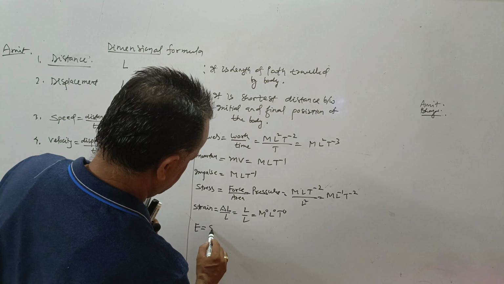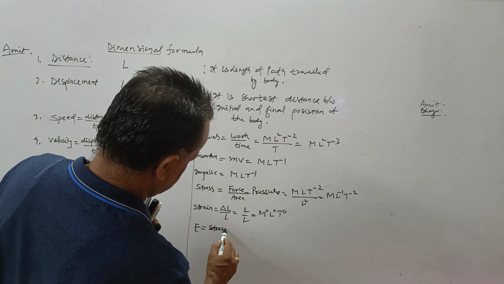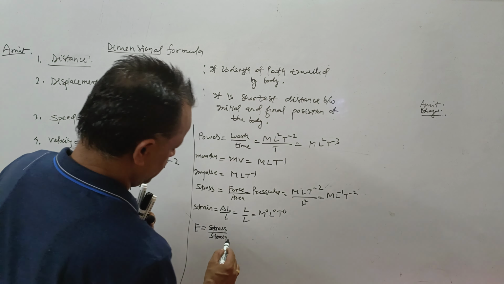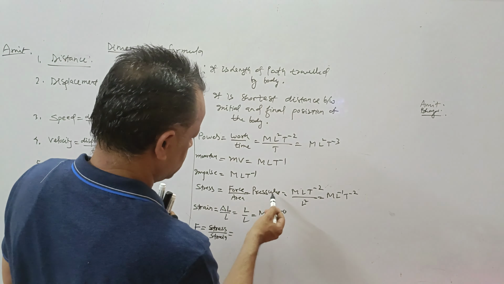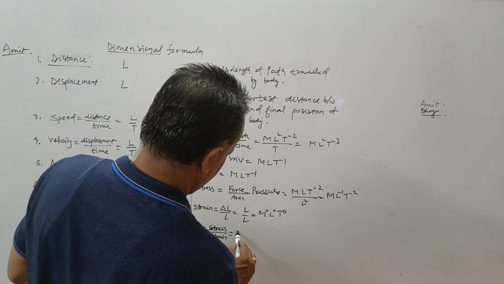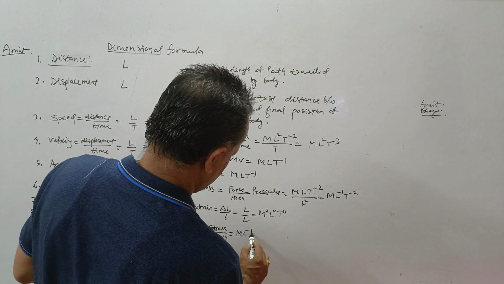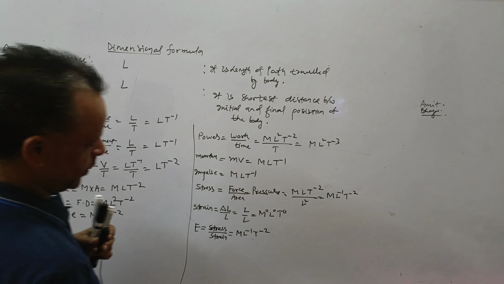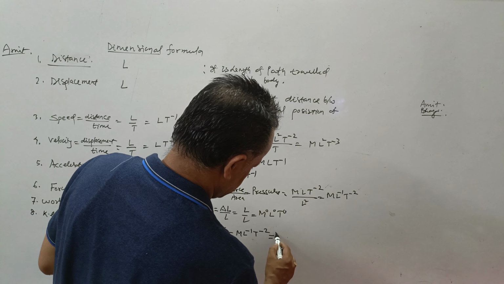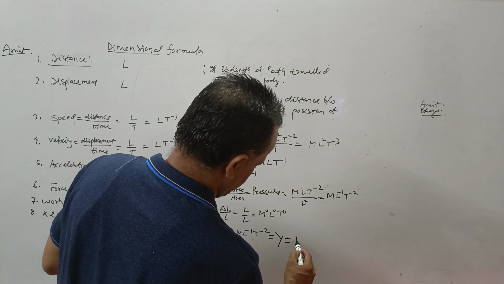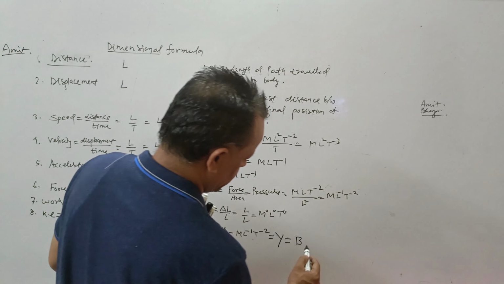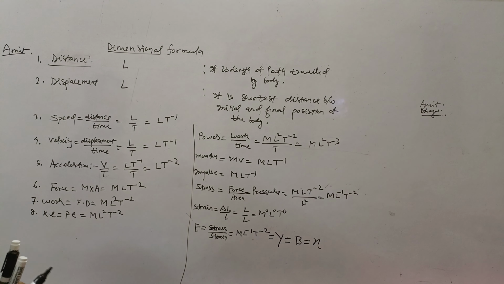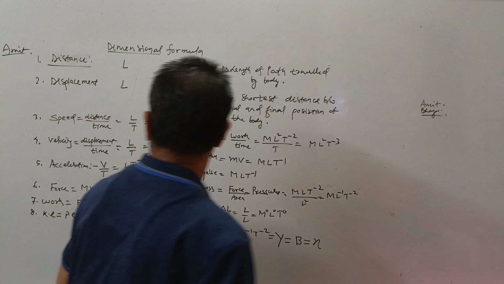Then we have modulus of elasticity. It is equivalent to the stress upon the strain. The stress is M L minus 1 T to the power minus 2. This elasticity will be equivalent to the Young's modulus. It will be equivalent to the bulk modulus. It will be equivalent to the modulus of rigidity also. Then we come to our next topic.